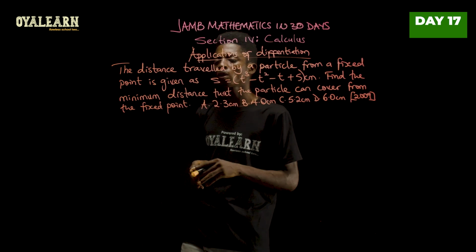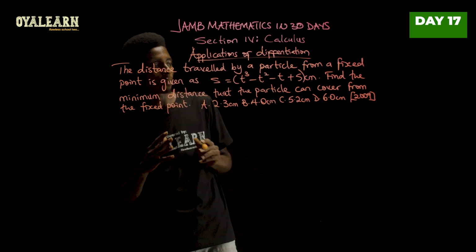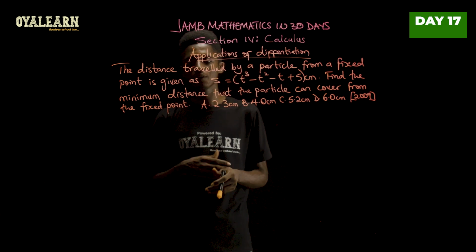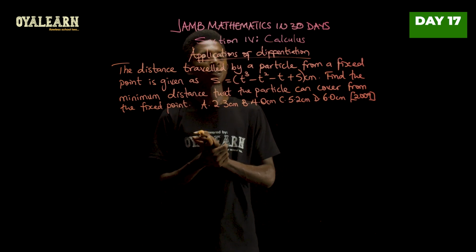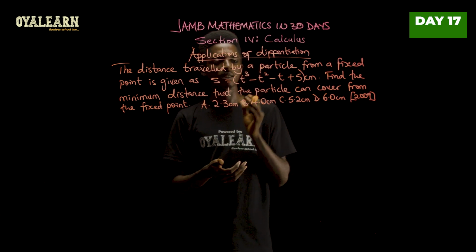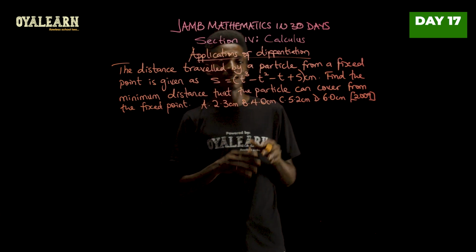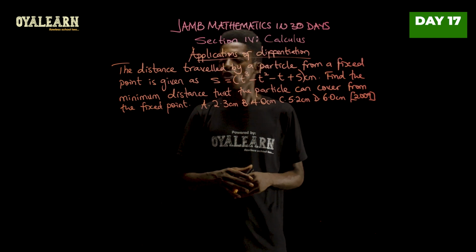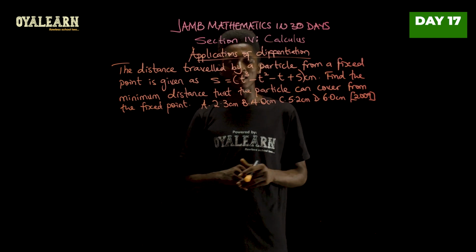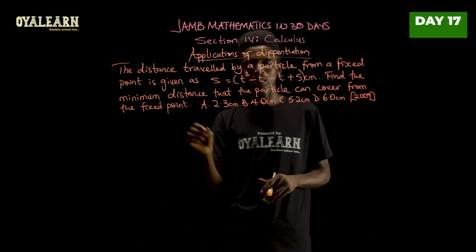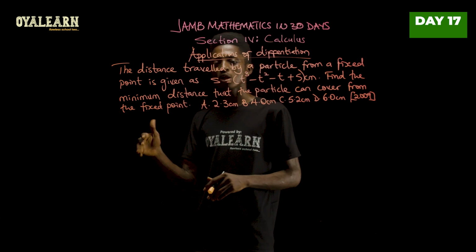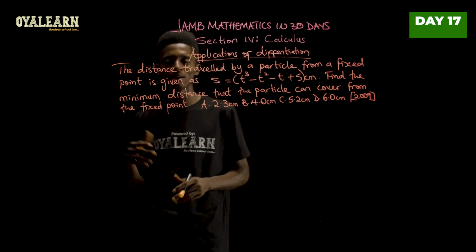In this question, we're told the distance traveled by a particle from a fixed point is given as a function of s, where we have s equals (t cubed minus t squared minus t plus 5), all in centimeters. So we are to find the minimum distance that the particle can cover from the fixed point. Now, this is a typical question of maxima and minima values.